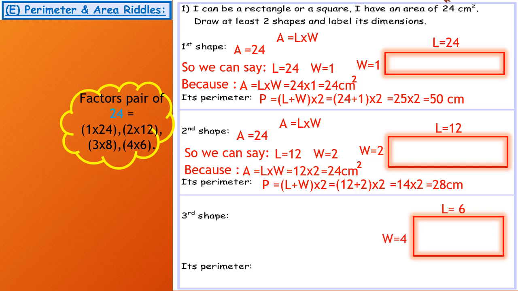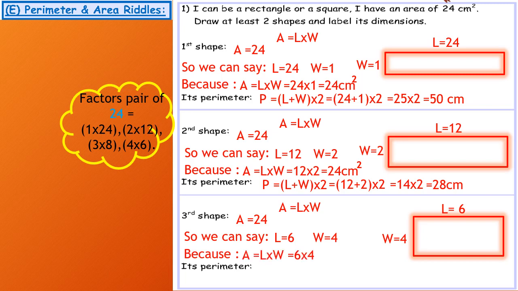We can make another rectangle with length 6 and width 4. Why? Because the length by the width, 6 by 4, equals 24 centimeters square. All of these rectangles have the same area, 24 centimeters square. So the perimeter, length plus width by 2, 6 plus 4 is 10, by 2 equals 20 centimeters. Three different rectangles with the same area, 24.